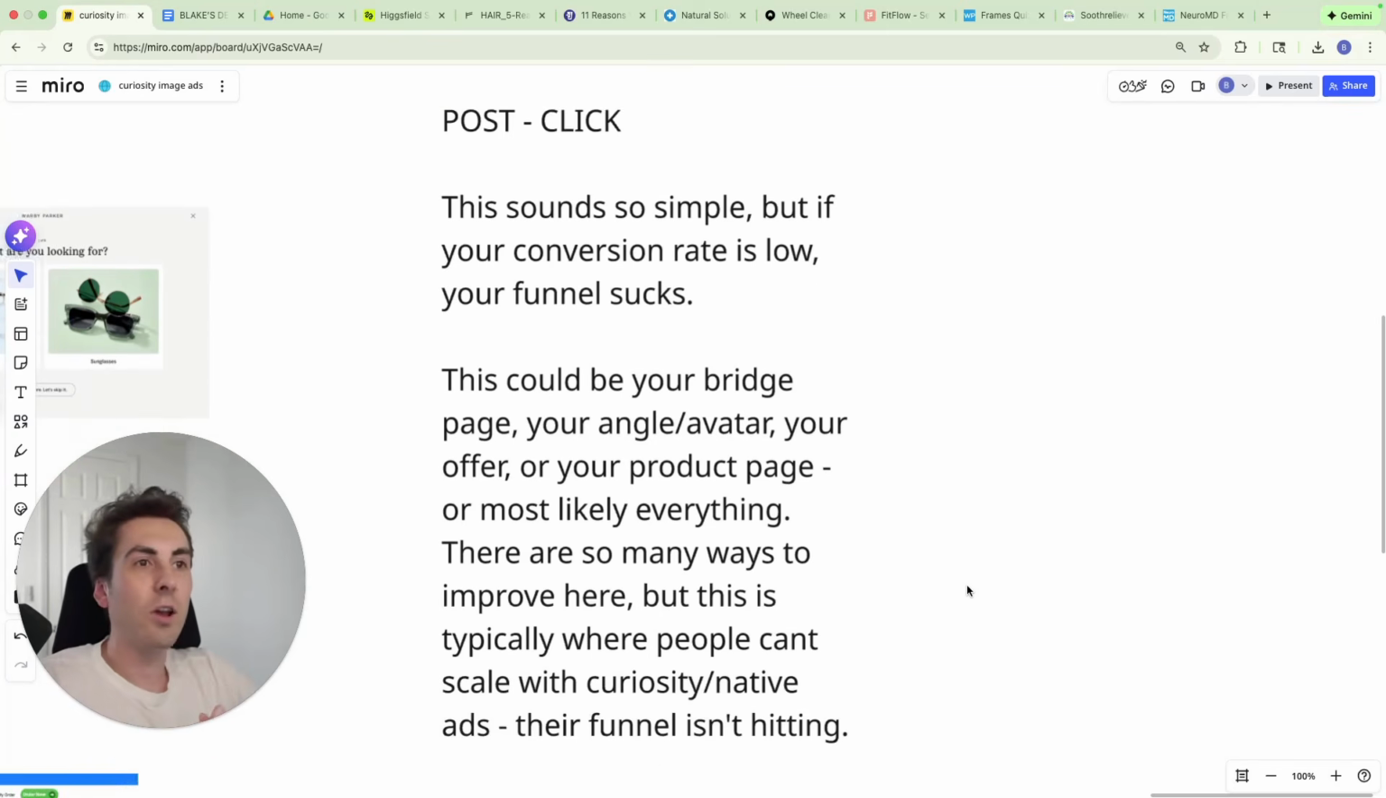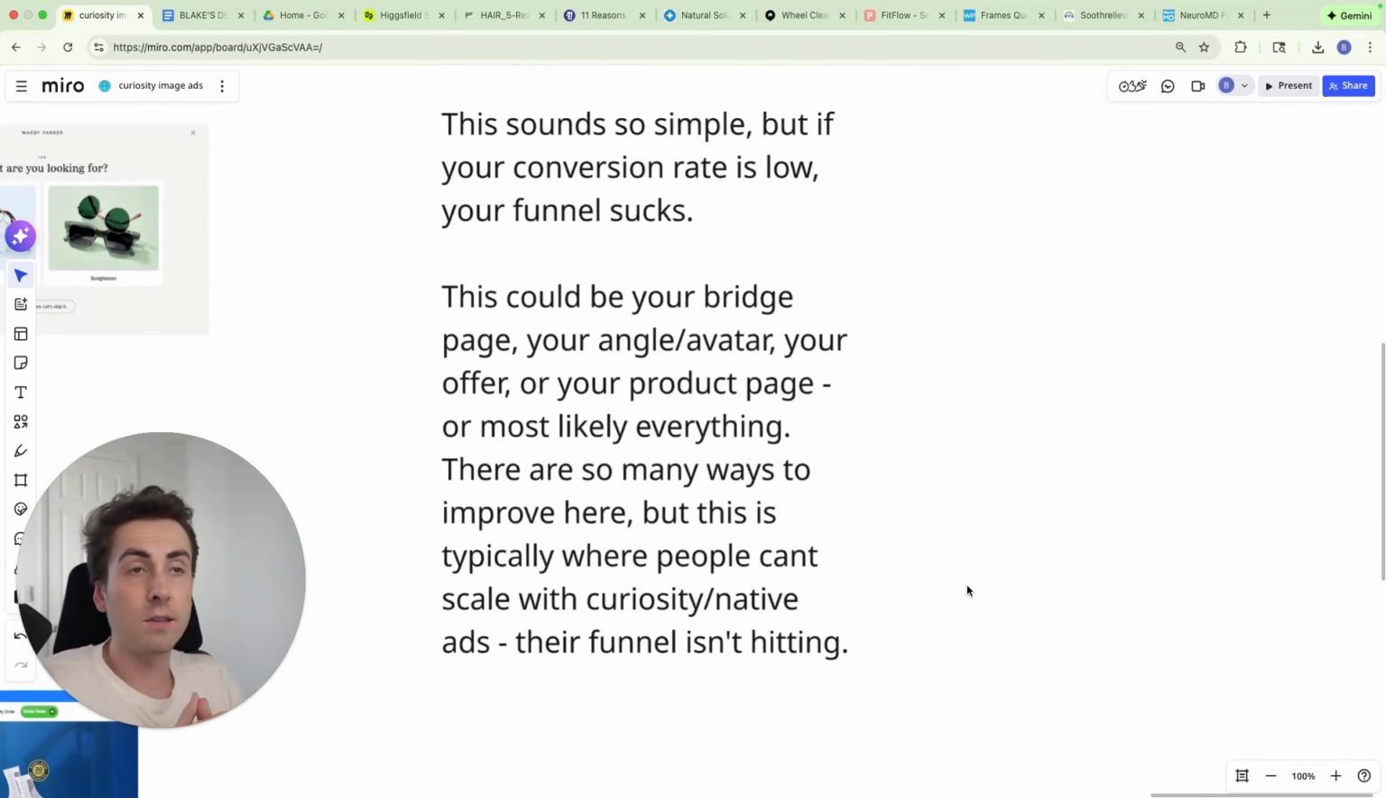It's that simple. So this could be because of many things. This could be your advertorial, your listicle, your bridge page, right? It could be the angle or avatar that you're actually targeting. So just test the same process with a new avatar, new creatives for that avatar, new advertorial for that avatar. It could be your offer and it could be your product page, or most likely all of these things, right? So there are so many ways to improve here, and you should be typically always improving here, no matter what numbers you're doing. But if you can't scale with these ads, your funnel just simply isn't hitting.